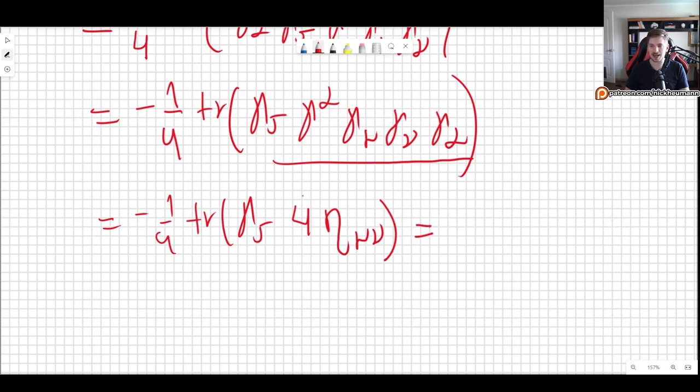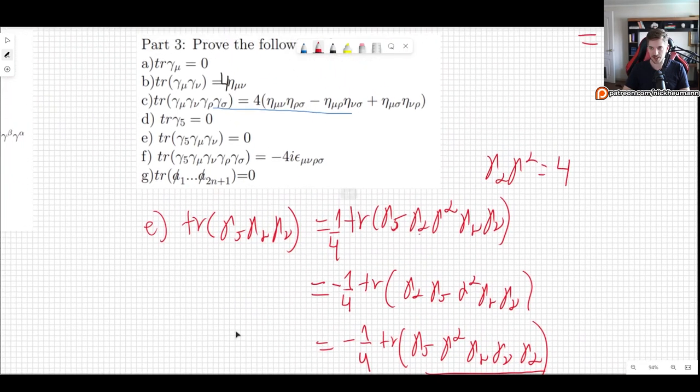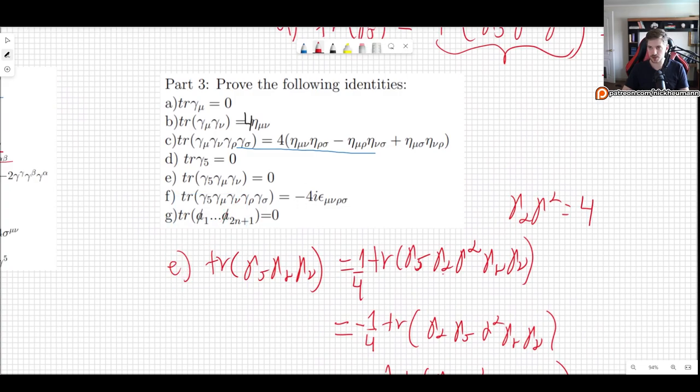Now we can pull it outside. So we get minus eta mu nu times the trace of gamma 5, but we know that the trace of gamma 5 is 0, so it is all 0. So there we go, that was also very nice.